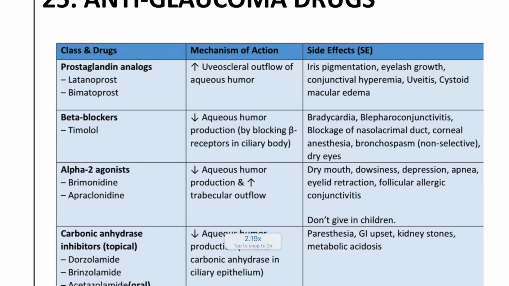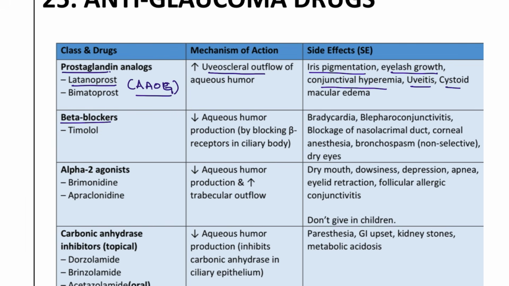Anti-glaucoma drugs, prostaglandin analogs. The drug of choice is latanoprost, given for open angle glaucoma. This is given for open angle glaucoma patients, and it will increase the uveoscleral outflow of the aqueous humor. But the side effects are iris pigmentation, eyelash growth, conjunctival hyperemia, uveitis, and cystoid macular edema.